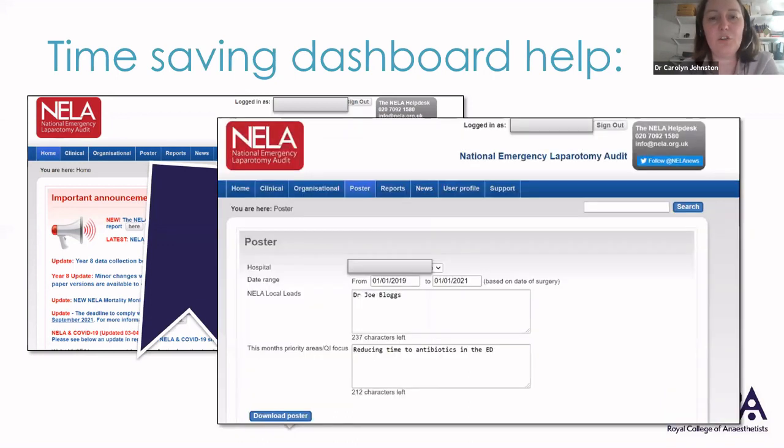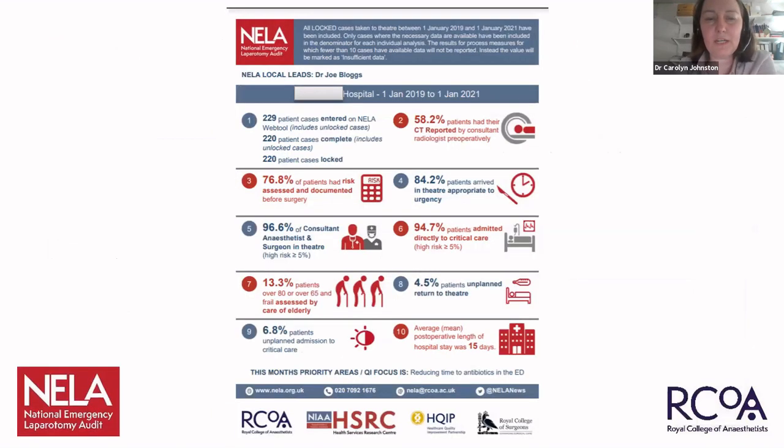And that would take you to this screen here, which you pick your date range, you input your name of your local NELA leads, and then you can input in your own text what you think this month's priority area or QI focus should be. And I've just put reducing time to antibiotics in the ED as my preference. And then you just press the button to download the poster, and you get something that looks like this. And so this is a PDF that you can print out in either A4 or A3.